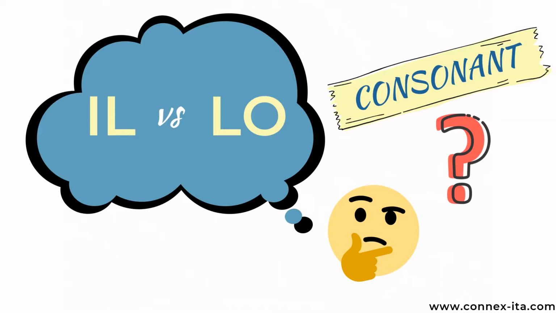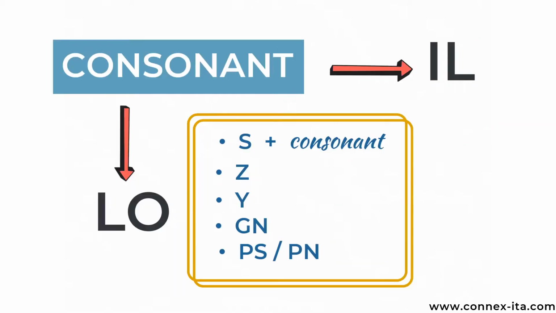Okay, that was pretty easy, but what if the word starts with a consonant? Should you use il or lo? Let's find it out. If the noun begins with a consonant, then you have two options. In most cases, you use the article il, except in some situations where you use lo instead. These are when the word starts with one of the following letters: S plus a consonant, GN, Z, Y, PS, PN. The good news is that there are not many Italian words beginning with the letters GN, Z, Y, PS or PN. So basically you mainly need to focus on the first category, which includes the nouns starting with an S followed by a consonant.